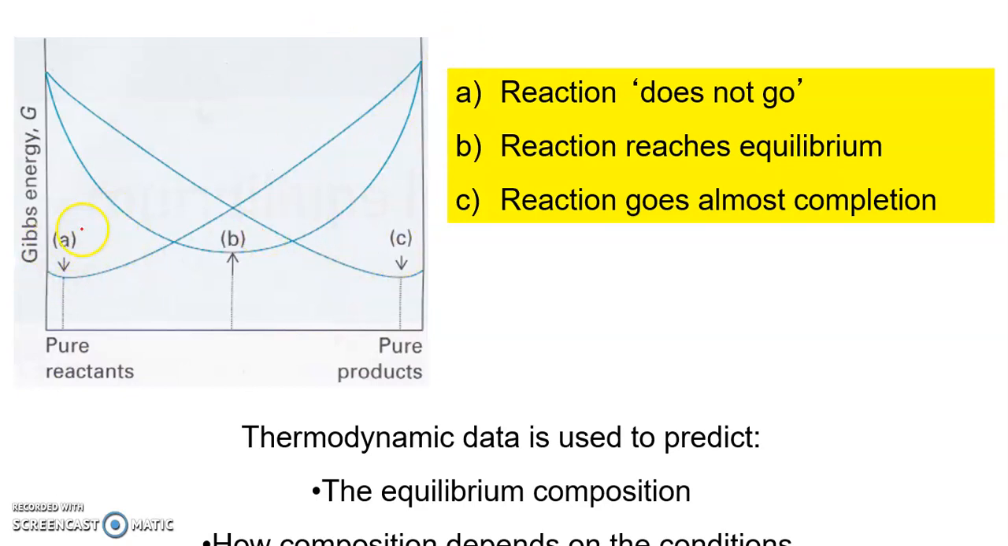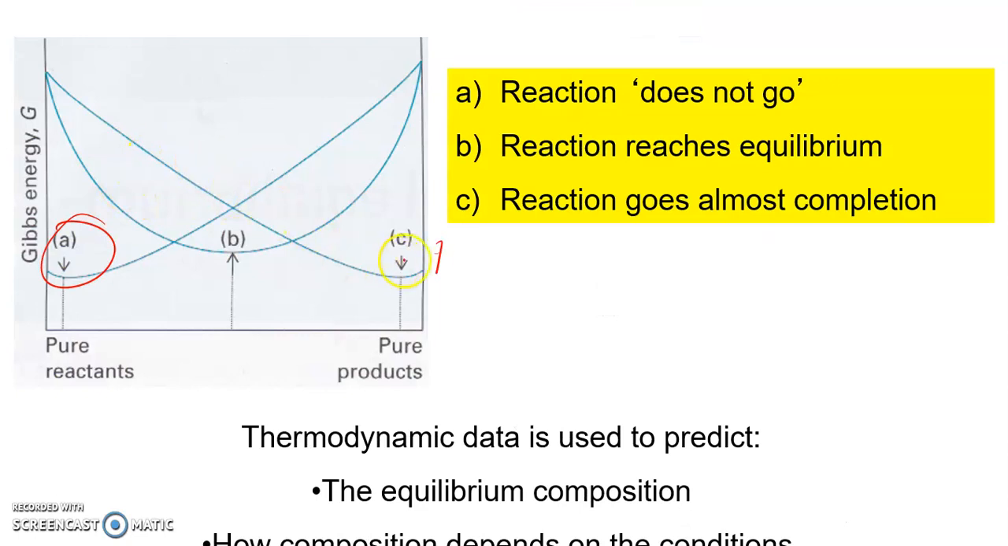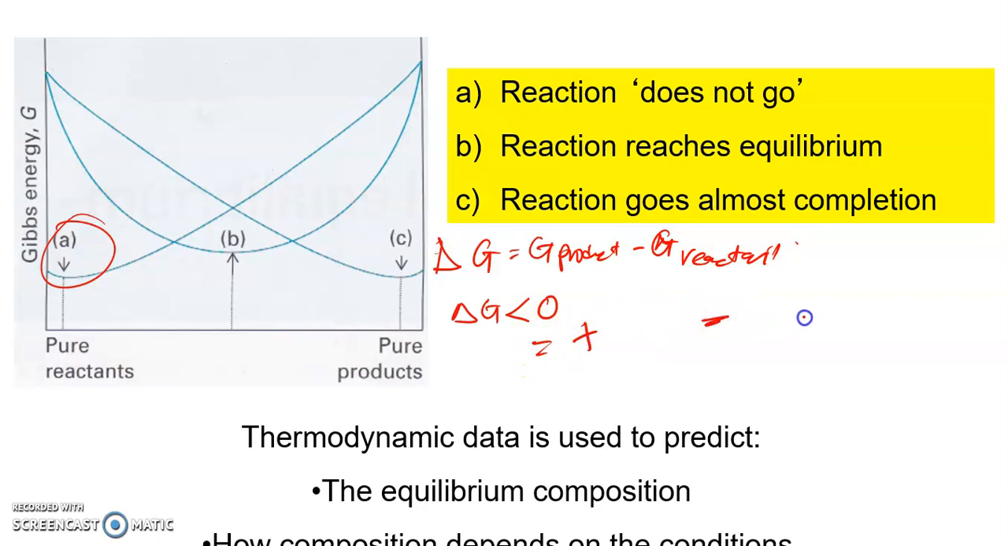Because the energy of the product for this line A is more than the reactant. We need to refer back to our formula: delta G equals G product minus G reactant, and we want it to be less than 0. If G product is more than G reactant, then of course our delta G is more than 0. That's why this reaction is unable to proceed, or we call it does not go.